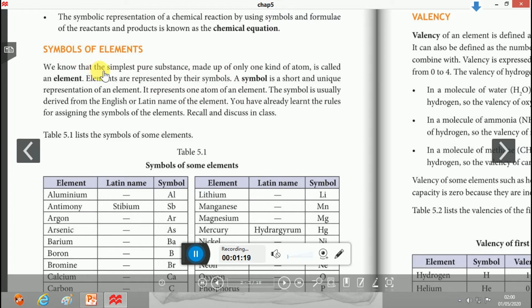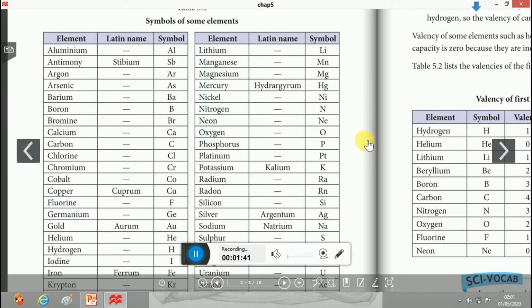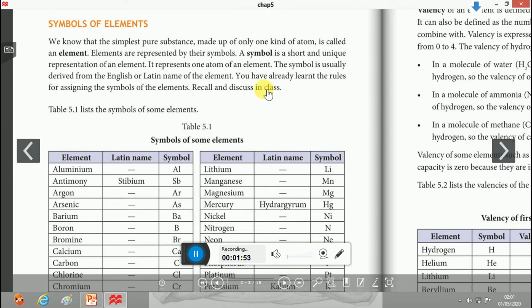We know that the simplest pure substance made up of only one kind of atom is called an element, and a symbol is a short and unique representation of an element. There are certain rules for how to write that symbol, which we already discussed in class 7. All the symbols are derived basically from the English or Latin name of the element.